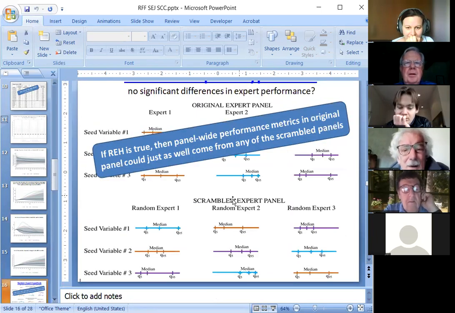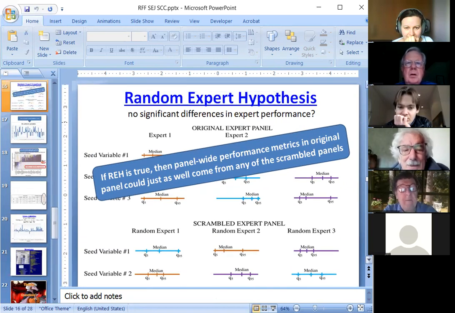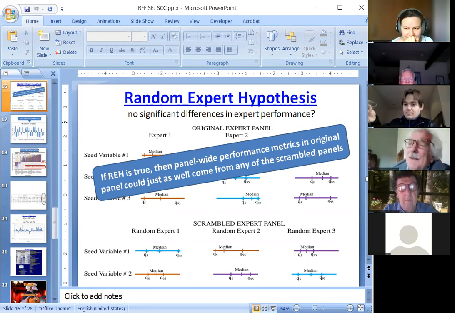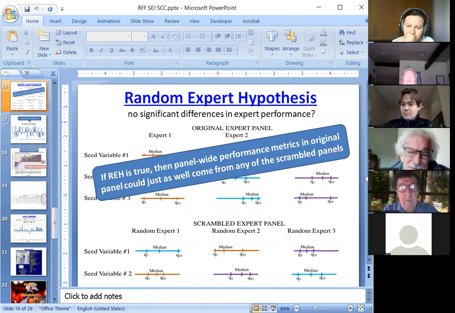Okay. Now, this was the main part of my talk, and here the animation was important, but it doesn't work. So the random expert hypothesis. A frequently heard statement from certain quarters is that, yeah, sure, you can measure these things on a panel, but it doesn't mean anything. You're just measuring the noise, right? So experts are always going to differ, but will those differences persist? Fact is, we can actually test that idea. And here's how we do it.